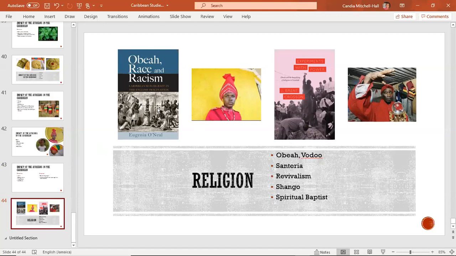Now, these are two recent books that have been published. This one is by Brent. Brent is my very good friend, and he did his research on Obia in Trinidad for his PhD, and he actually published his book this year. And this is another book that came out this year about Obia, race and racism.